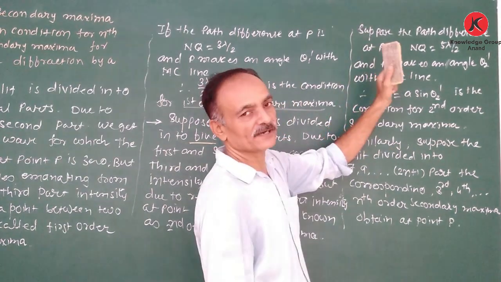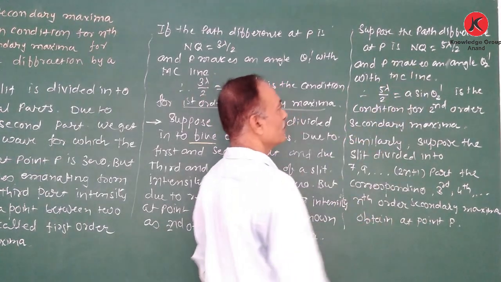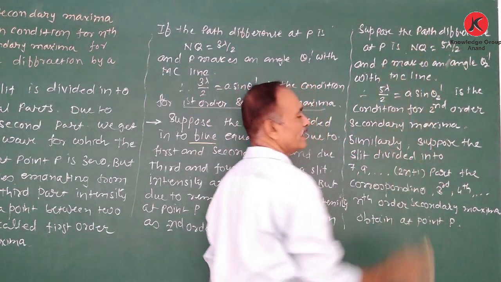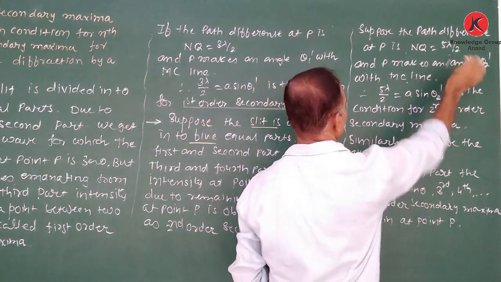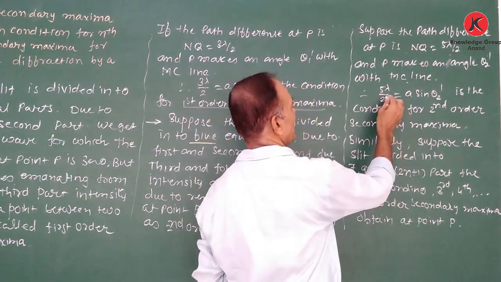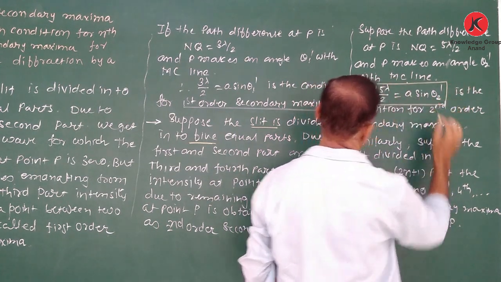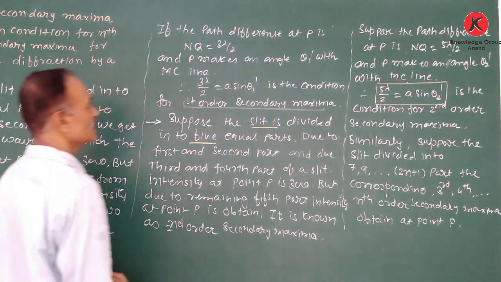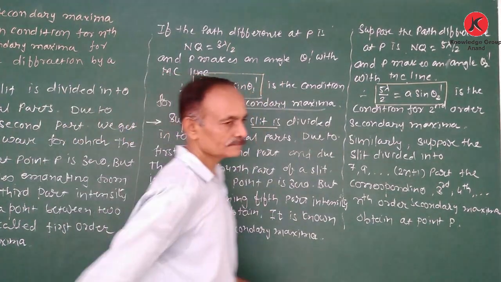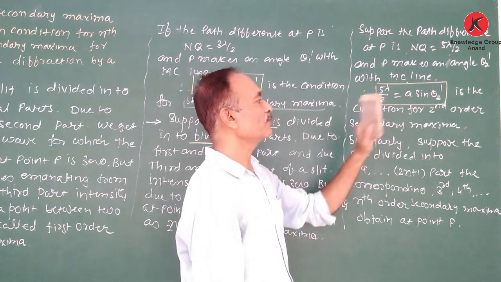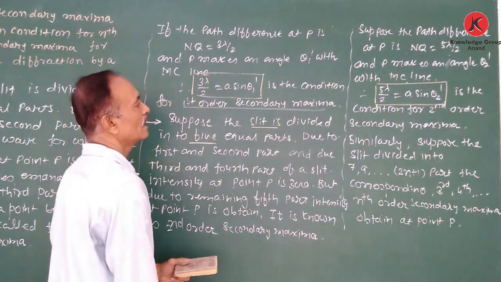Suppose the path difference at point P is 5 lambda by 2. Therefore, N2 is equal to 5 lambda by 2, and P makes the angle theta 2 dash with the MC line. Therefore, 5 lambda by 2 is equal to a sin theta 2 dash. That is the condition for second order secondary maxima.